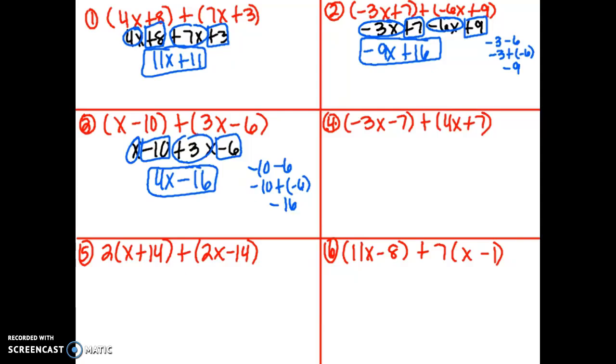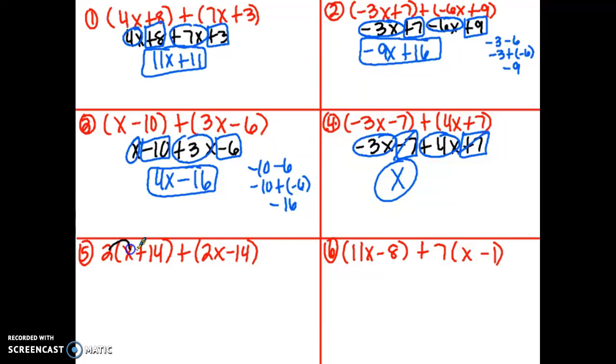Number 4, there's nothing to distribute, so I have negative 3x minus 7. In the second expression, there's nothing to distribute, so I write 4 plus 4x plus 7. Combine like terms. Negative 3x plus 4x, my signs are different, so I subtract. 4 minus 3 is 1. If 1 is your coefficient, then you don't write 1, you just write x. Negative 7 plus 7 is 0. Those are 0 pairs. They cancel each other out. So my answer is x.